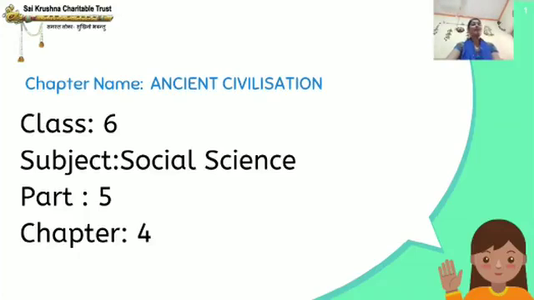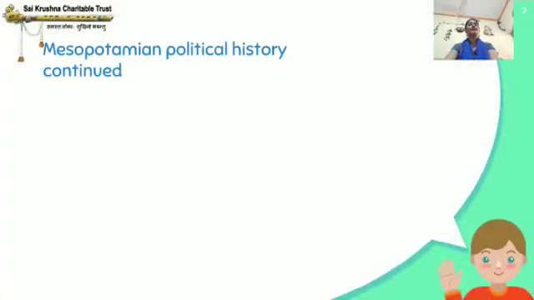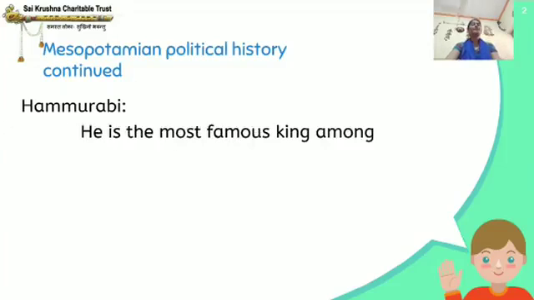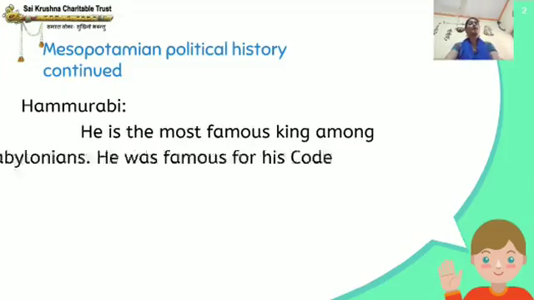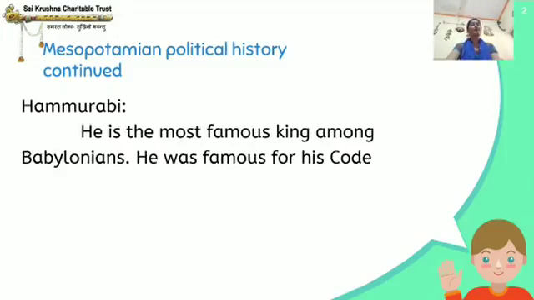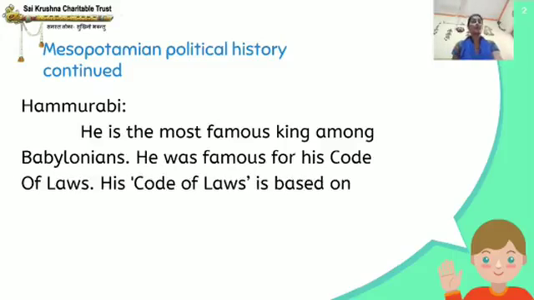So in part 5 I am just continuing the same political history of the Mesopotamian civilization. Hammurabi was the most famous king among the Babylonians. He was famous for his code of laws.